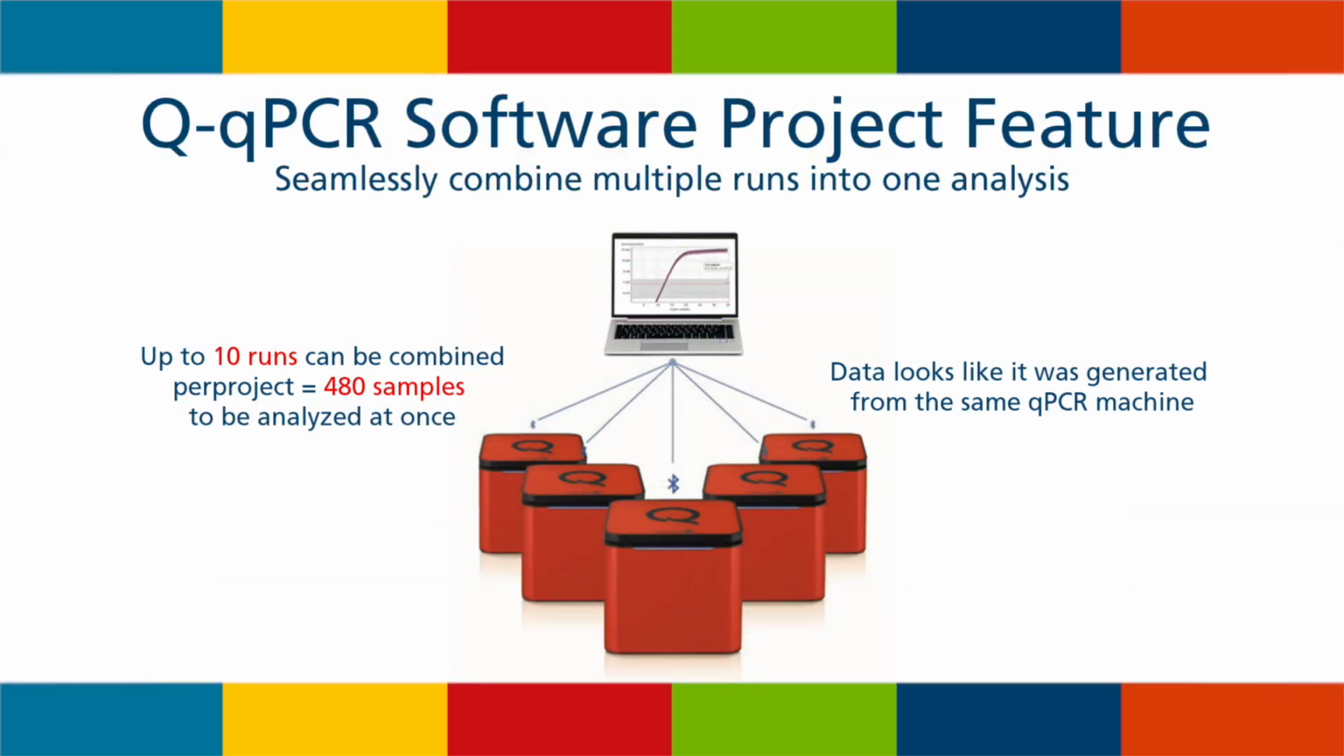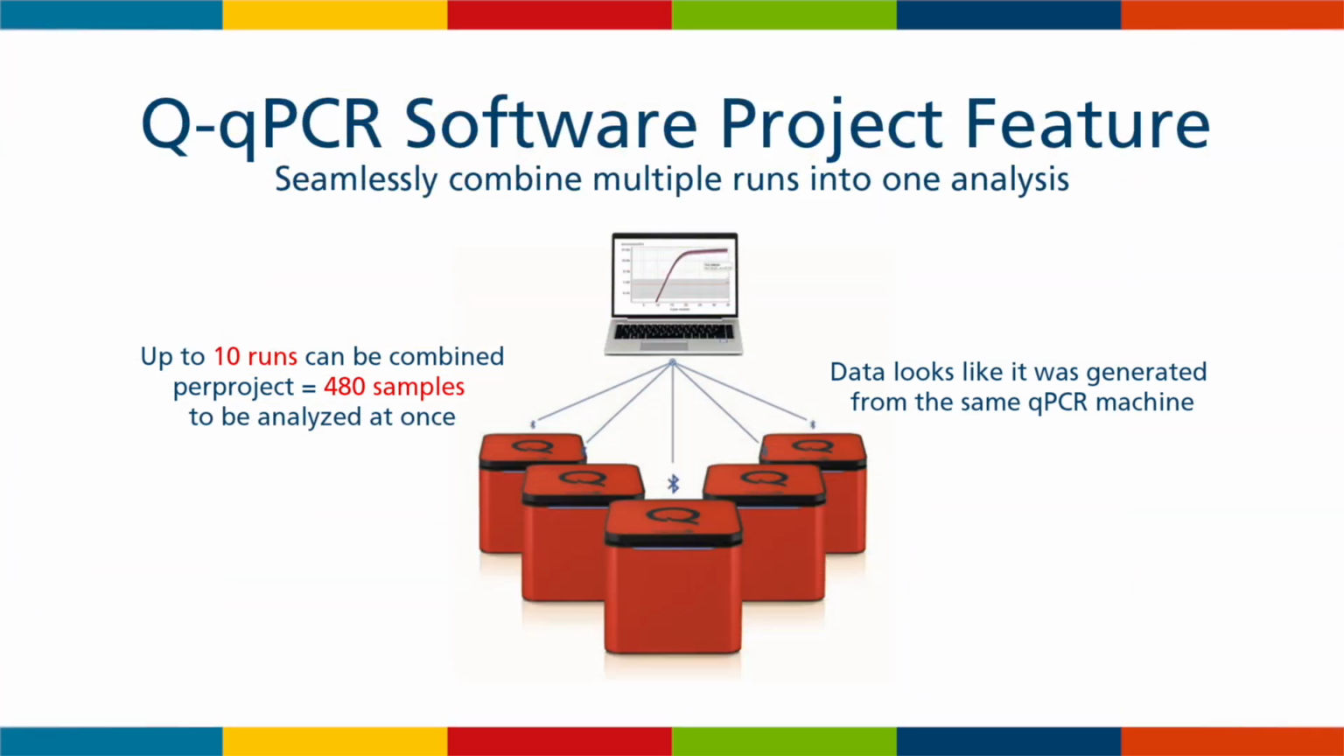This video tutorial will demonstrate the Projects feature of the Q-qPCR software. Projects allow a user to combine multiple runs into one analysis. Data from up to 10 runs can be added to a project, allowing 480 samples to be analyzed at once.